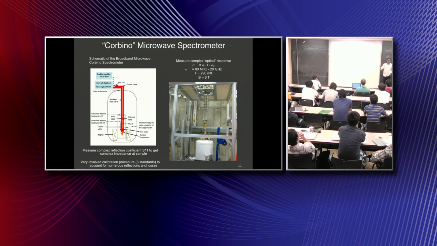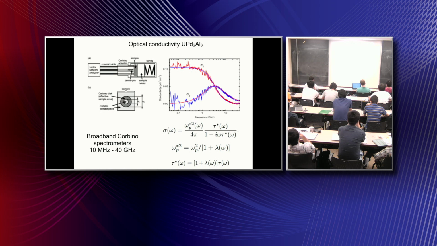And they figured out that if you do three calibration experiments, all of this mess of all the possible losses and multiple ways that things can be reflected around can ultimately be removed, and you can get out very, very crisp, clean data. These experiments were done in Stuttgart by Mark Scheffler, not by my group. This was, again, done on a heavy fermion material.